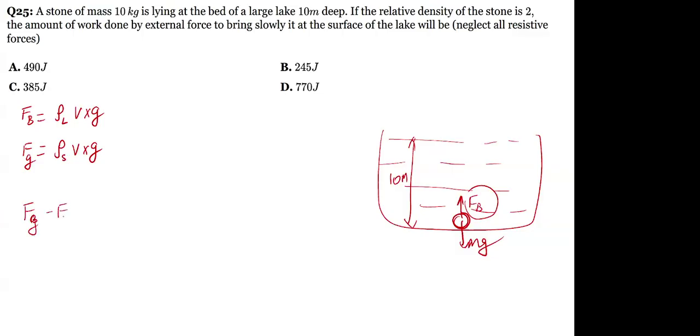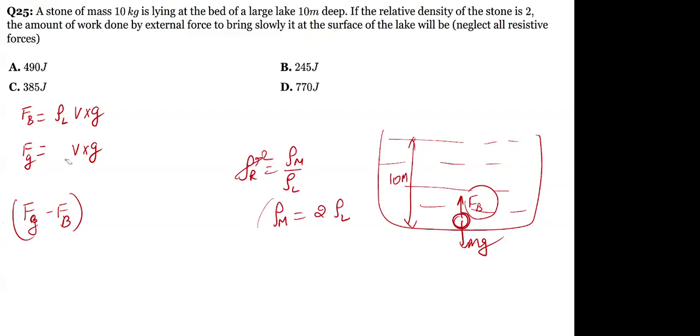FG minus FB. Okay. So if you will focus here, we can say that relative density is nothing but density of the material over density of the liquid, and this is given as 2. So density of the material will become 2 times density of the liquid. So density of solid is nothing but the density of material here.